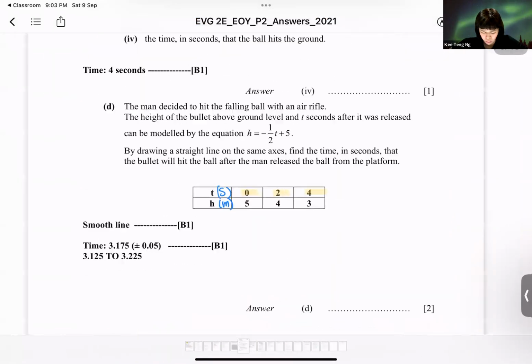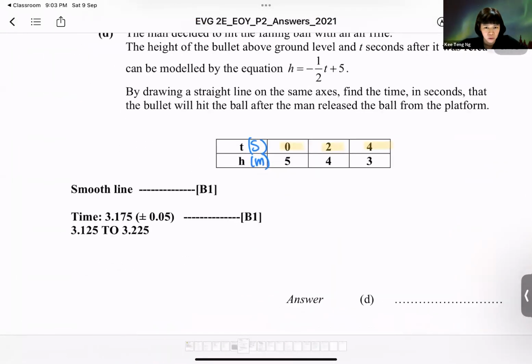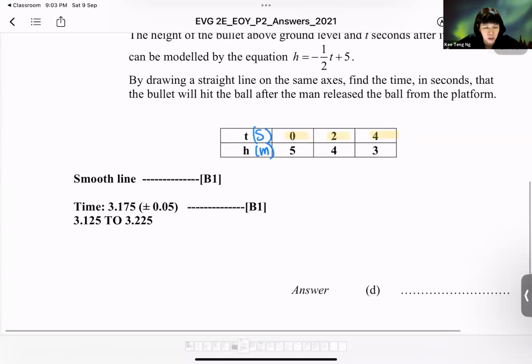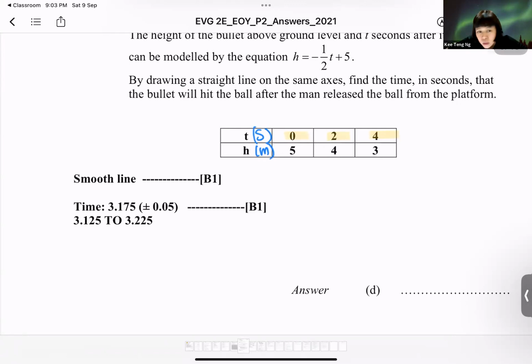The teacher's answer is approximately 3.175, also accurate. Of course, I can't be that accurate, right? So I'll round it off to 3.1, 3.2, and so on. Since the teacher allows a plus or minus 0.05, 3.3 might not even be correct. So I need not be so accurate. Maybe I can get 3.15, or I'll just put 3.2.